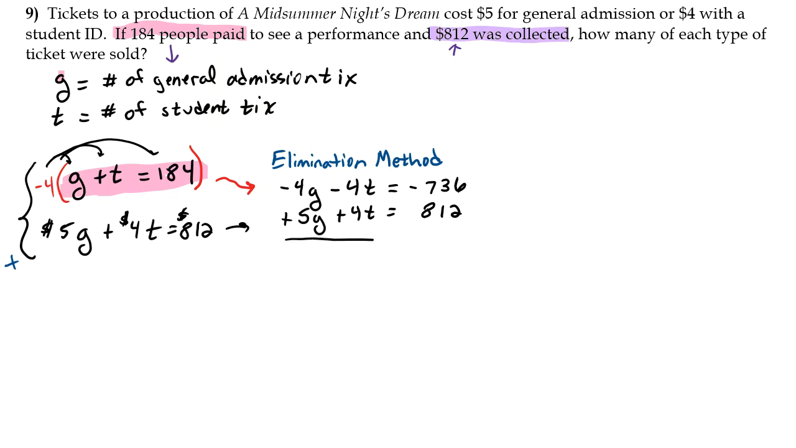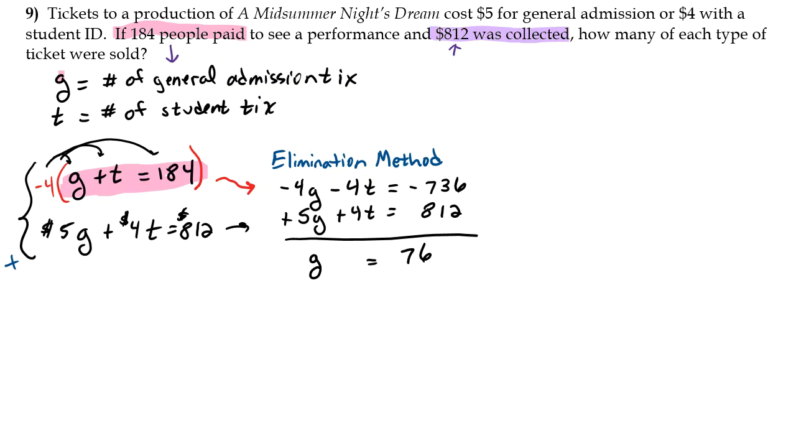If I add these two equations together, I'm going to get 1g, no t's, and then whatever 812 minus 736 is, 76. All right, what does that tell me? That tells me I am going to sell 76 general admission tickets. Now we still need to find the student tickets.